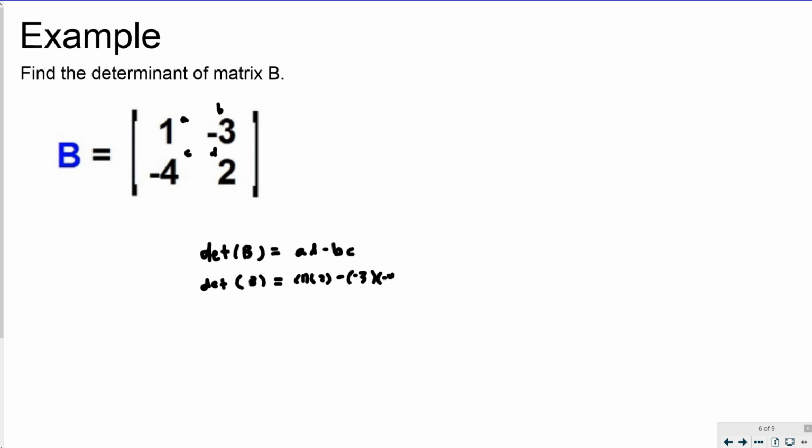times -4. So you multiply everything out first before you actually subtract. So the determinant of B would be equal to 1 times 2 is 2, take away -3 times -4, which is positive 12. I actually don't even need the positive sign, so I'm going to erase that really quick. So the determinant of matrix B is equal to 2 minus 12, which is -10. Easy peasy.